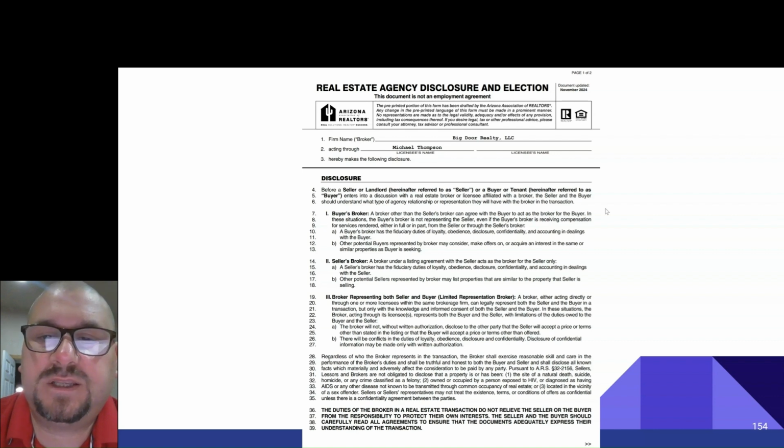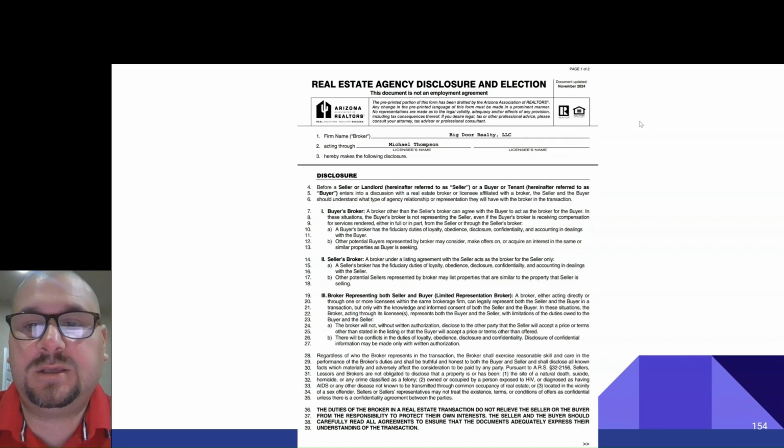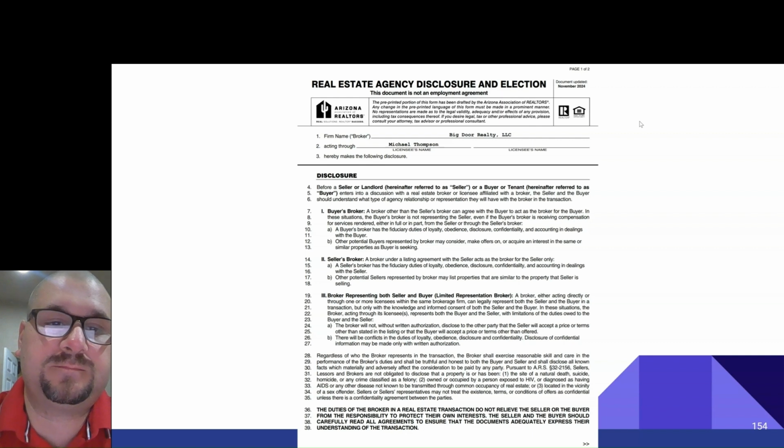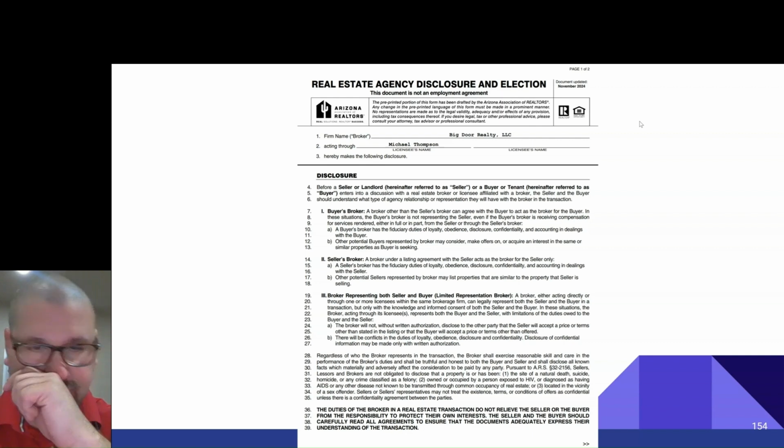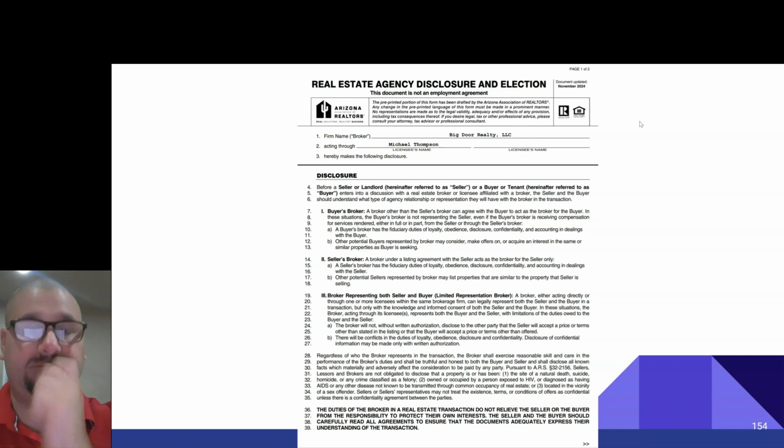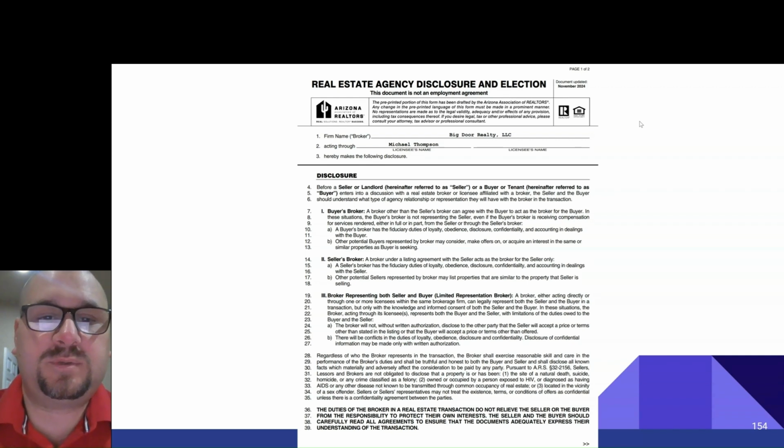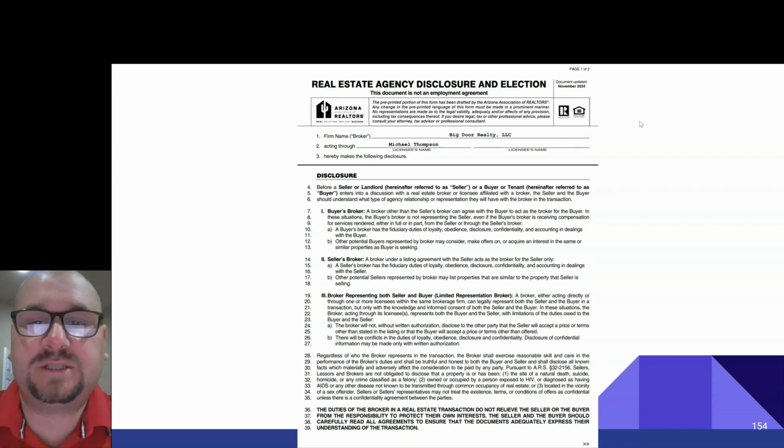disclosure, confidentiality, and accounting. Other potential buyers represented by broker may consider, make offers on, or acquire an interest in the same or similar properties as confidentiality and accounting in dealings with the seller. Other potential sellers represented by broker may list properties that are similar to the property that seller is selling.